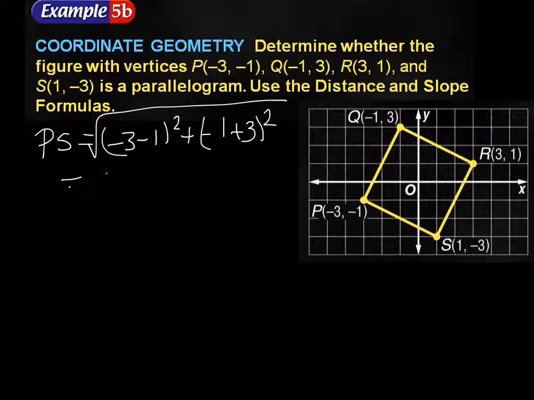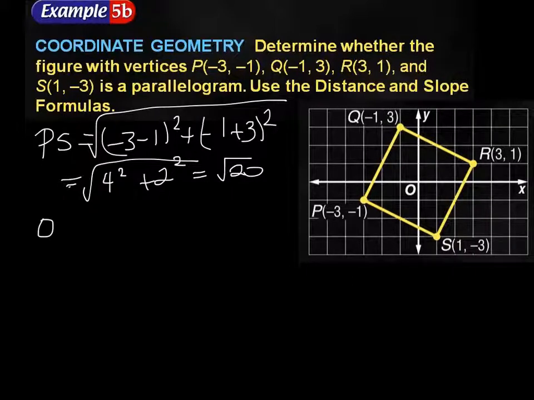So I've got 4 squared, I don't care that's negative because I'm squaring it anyway, plus 2 squared, square root of that, 16 plus 4 is 20. And I'm going to be lazy and not simplify it. If I need to in a minute, I will. Let's check QR, because if QR ends up being a different length, we're done.